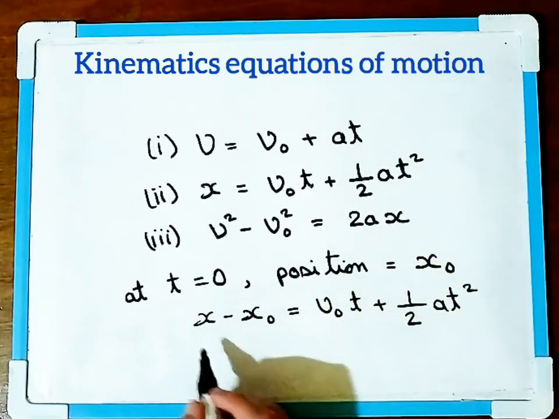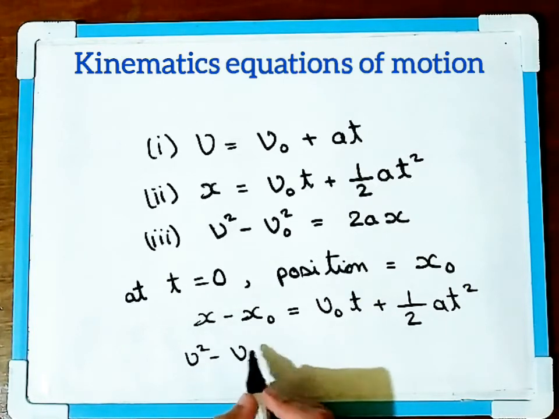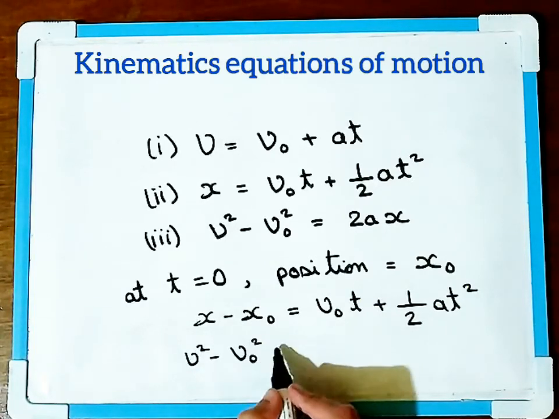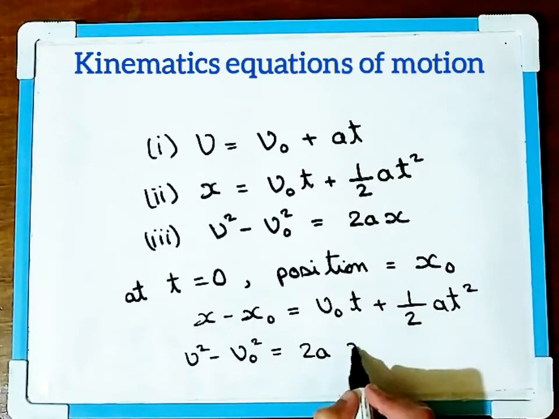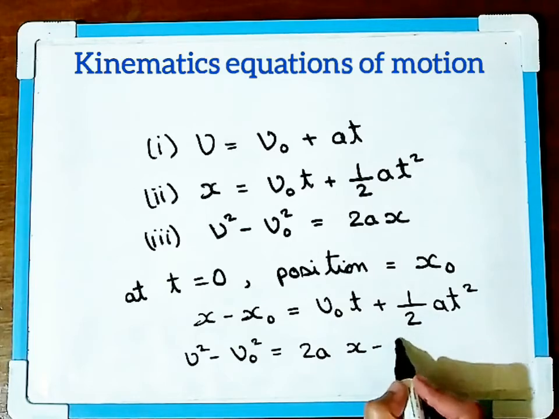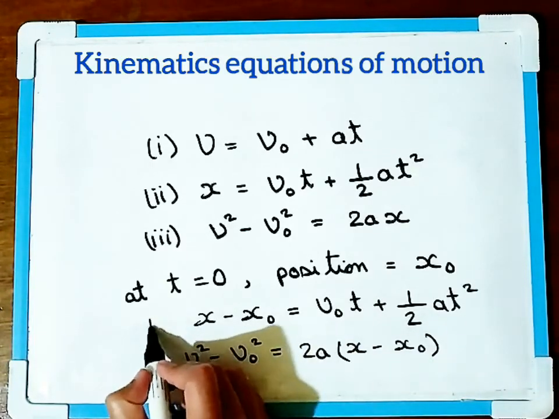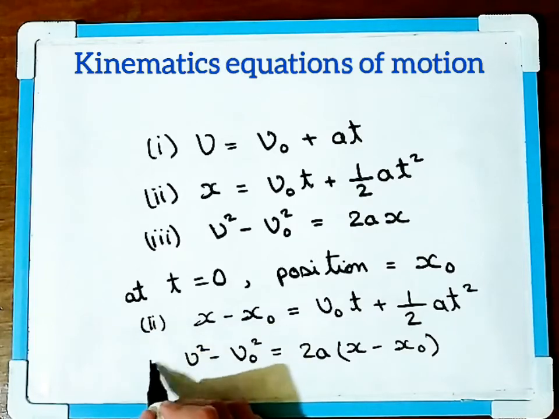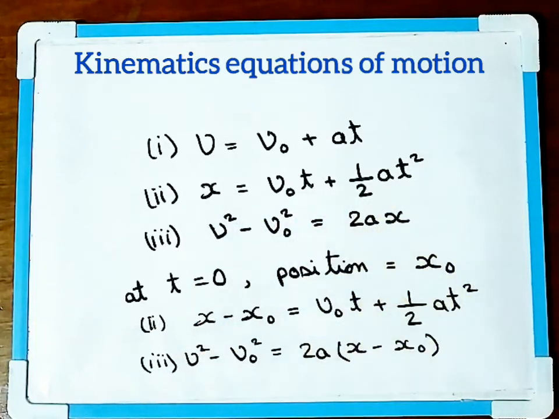And here also we have v square minus v naught square equal to 2a times the displacement, which will be final position minus the initial position. So this is when the initial position is non-zero. In these two cases, the initial position is assumed to be 0, and in these two cases, the initial position is x naught.